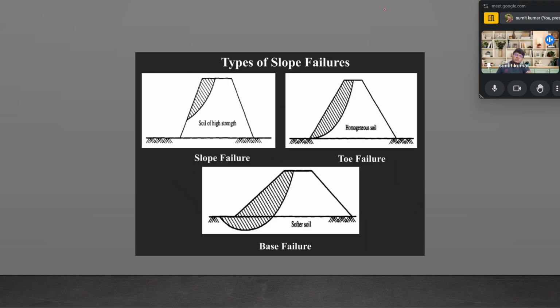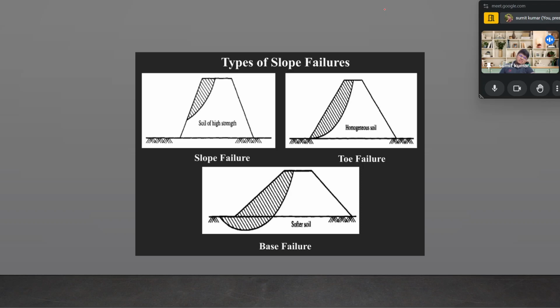Now we talk about the types of failure associated with the slope. As shown here, in the first case, where the soil is of high strength, face failure takes place. In homogeneous soil, the failure which takes place is said to be toe failure, and when softer soil is present below the toe section, base failure takes place.